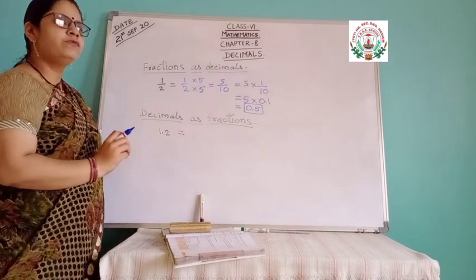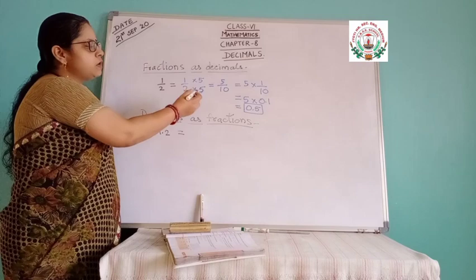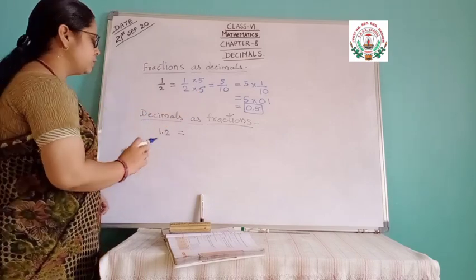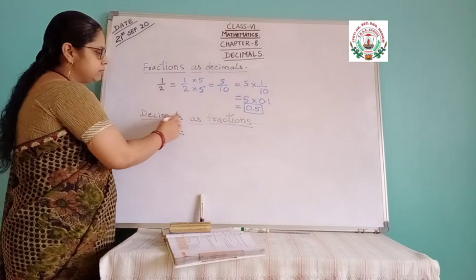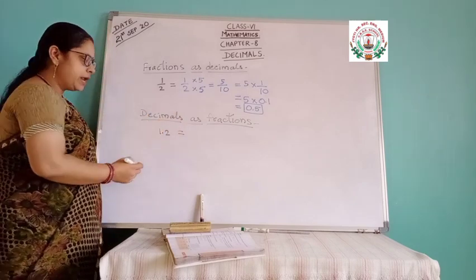Here we are just trying to get this denominator in terms of 10, 100, 1000, in whatever way you can do. Now, in the reverse order, how can this decimal be converted to fractions?